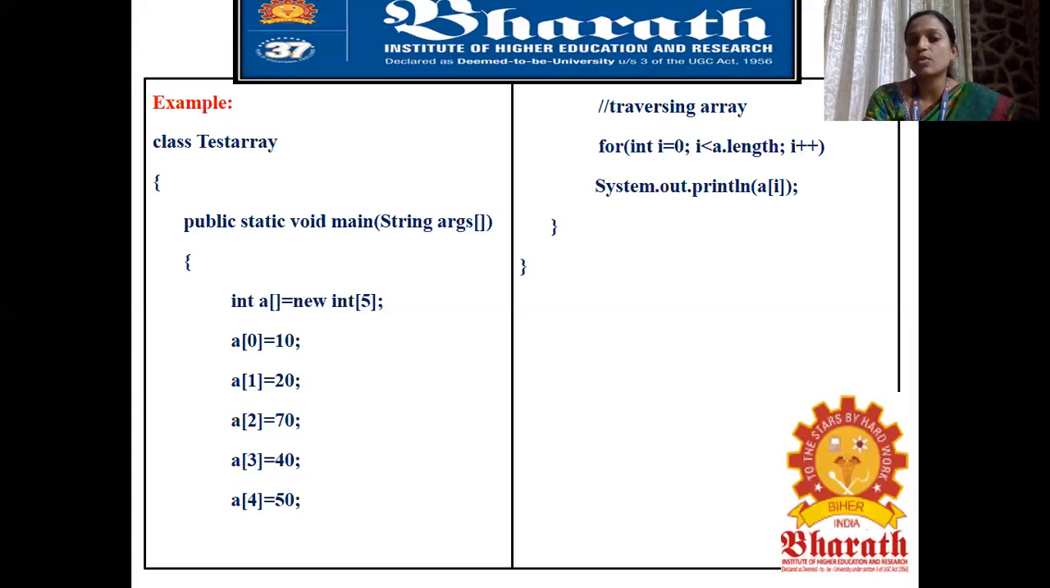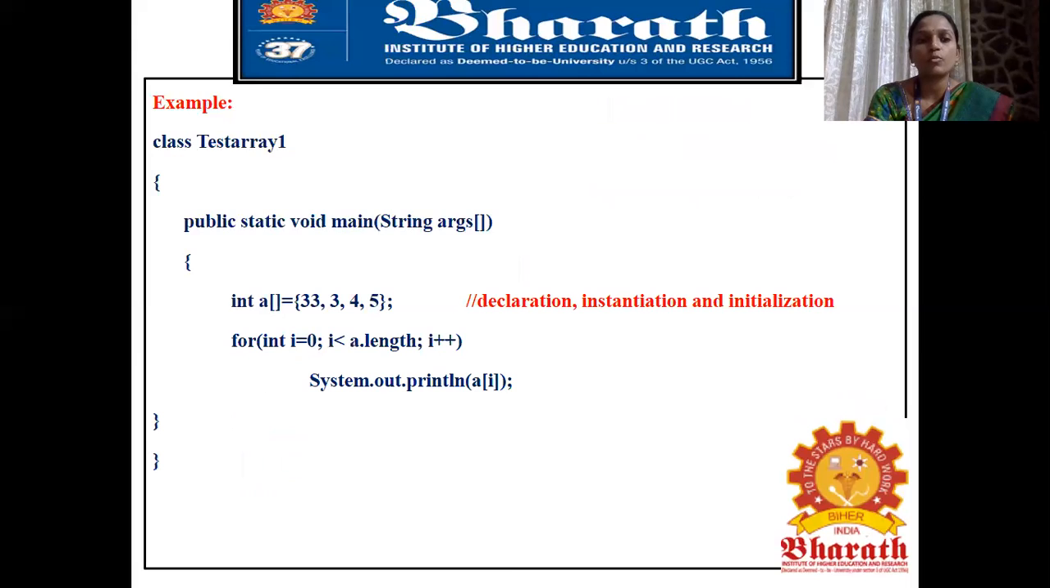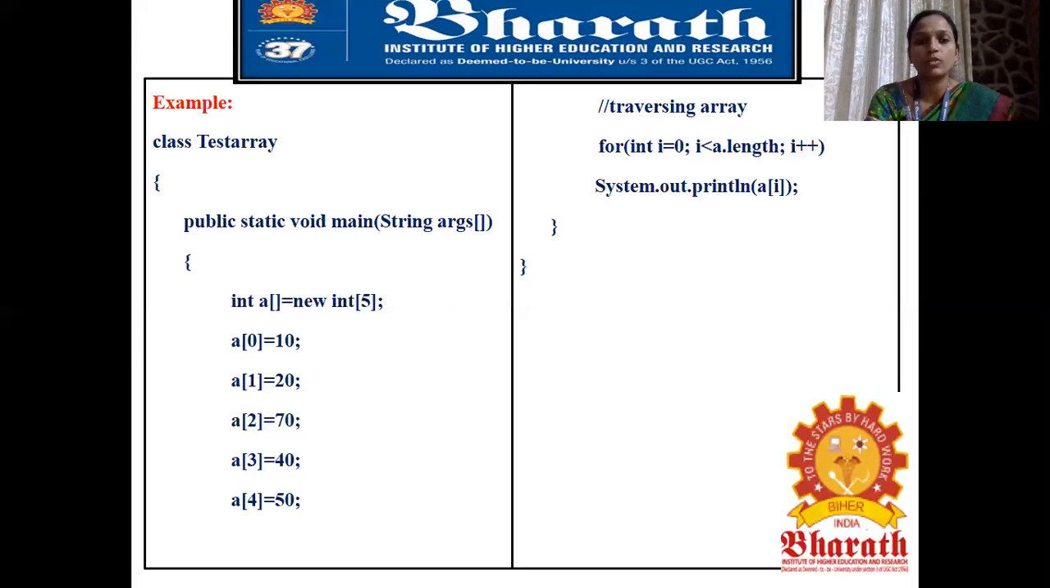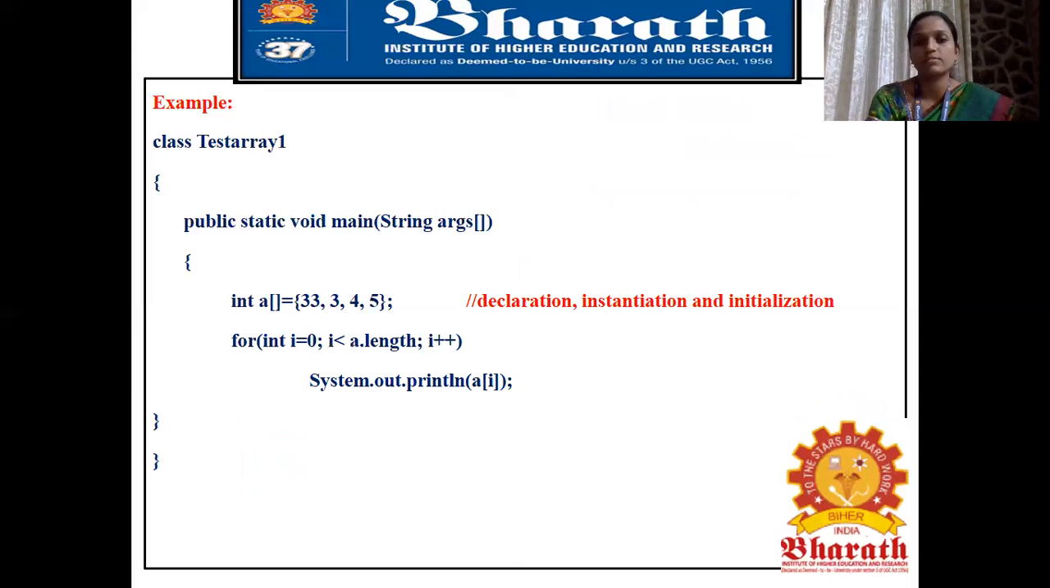So the process will be repeated, and once the condition is false, it will come out of the loop. What is the output for this? 10, 20, 30, 40, 50. It will be displayed like this.